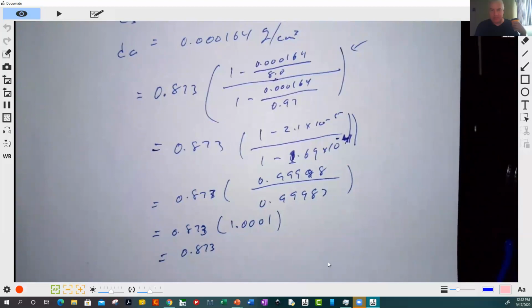Could be a grouping error, right? The 1 minus over 1 minus. So you do these 1 minuses before you do the division, right? Right, yeah. I'll just do 164.